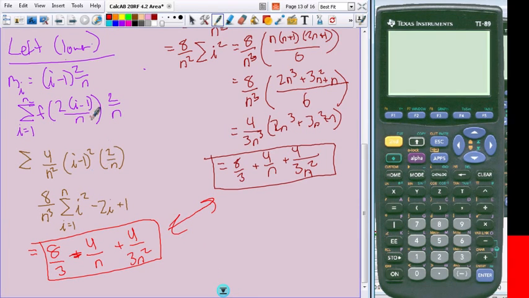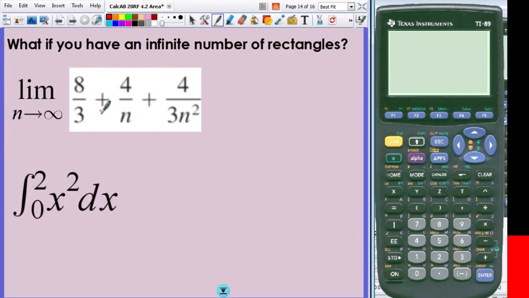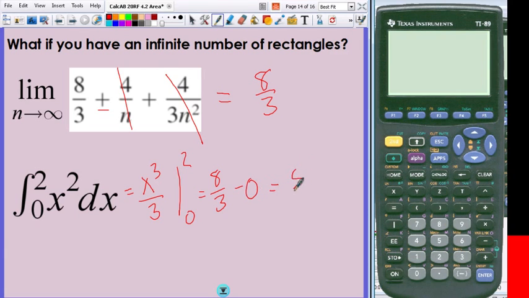Now I'm going to ask you a question on this. So you had plus or minus right here. What if you had an infinite number of rectangles? So n is infinity, and if it was plus or minus, this wouldn't matter, right? Because this term goes to 0, and this term goes to 0, and it's going to equal 8 over 3. Well, guess what? If I just integrate this function, x squared from 0 to 2, you get x cubed over 3 from 2 to 0. So you'd get 8 over 3 minus 0, so you get 8/3. Whoa, that's the same exact number.